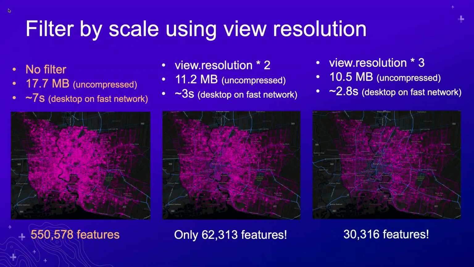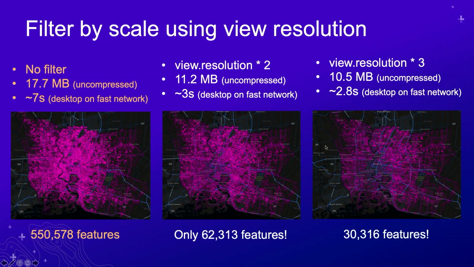You can also piggyback off the idea of the quantization parameters that Jeremy was showing earlier, and perhaps use the view resolution. You have that resolution parameter on the map view, and be a little more aggressive. So instead of only rendering one vertex per pixel, you could say, I don't want to render the features that are longer than 2 pixels or 3 pixels. And you actually filter out a lot more data than we did with those attributes. We got all the way down to 62,000 features by going by an order of 2 on the view resolution, and then even 30,000 features by an order of 3.